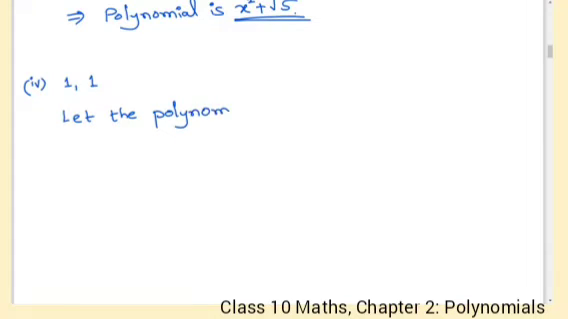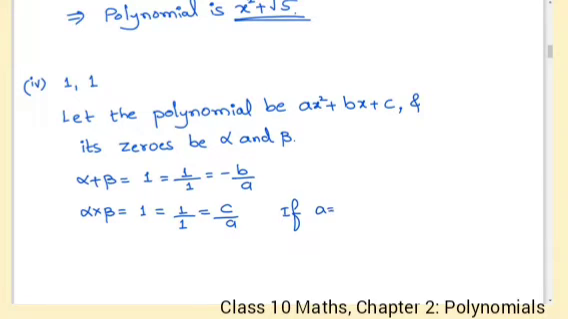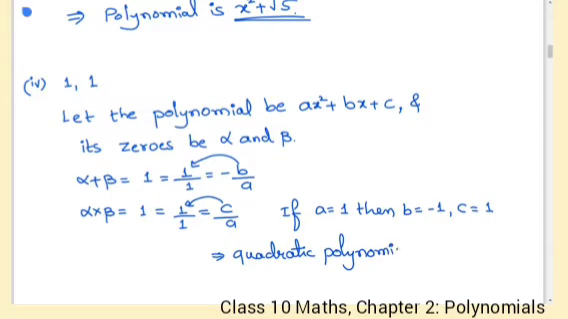Fourth one, 1 comma 1. Let the polynomial be ax square plus bx plus c and its zeros be alpha and beta. Alpha plus beta is equal to 1, which is equal to 1 by 1, or you can write minus b by a. Alpha into beta is equal to 1, or you can write 1 by 1, which is equal to c by a. If a is equal to 1, then b is equal to minus 1 and c is equal to 1. Then its quadratic polynomial is x square minus x plus 1.